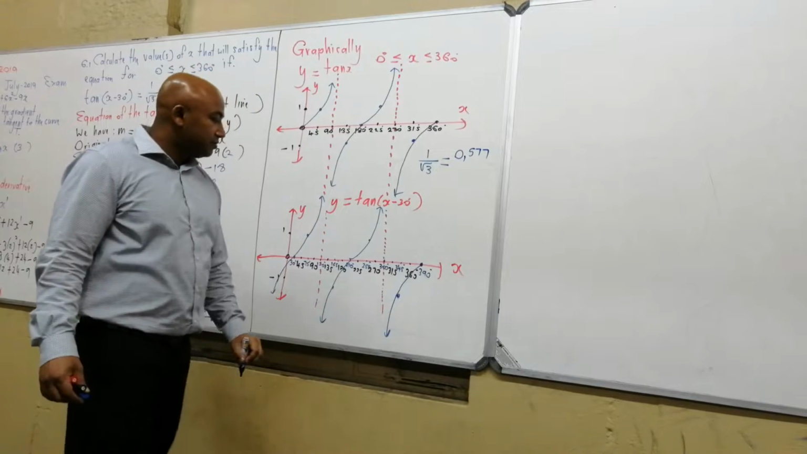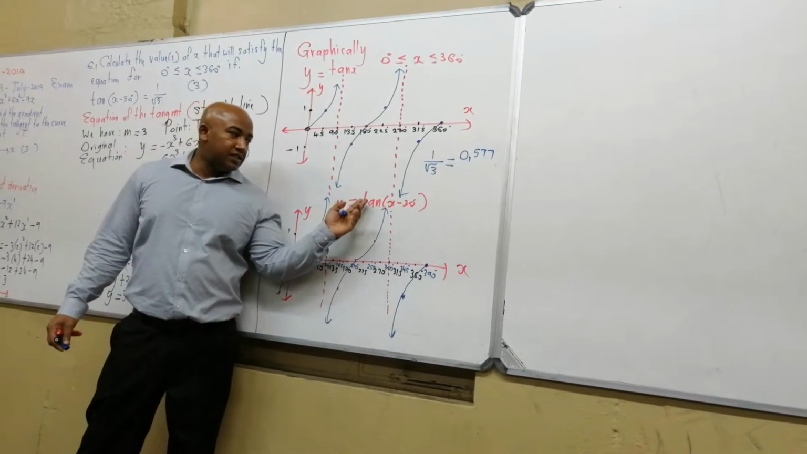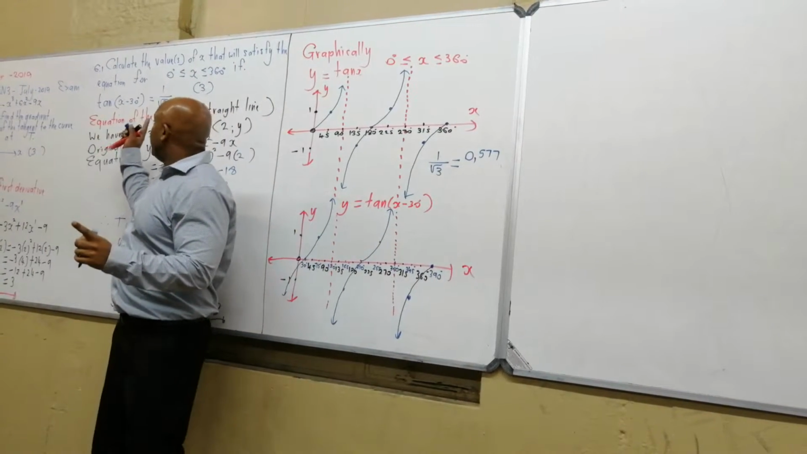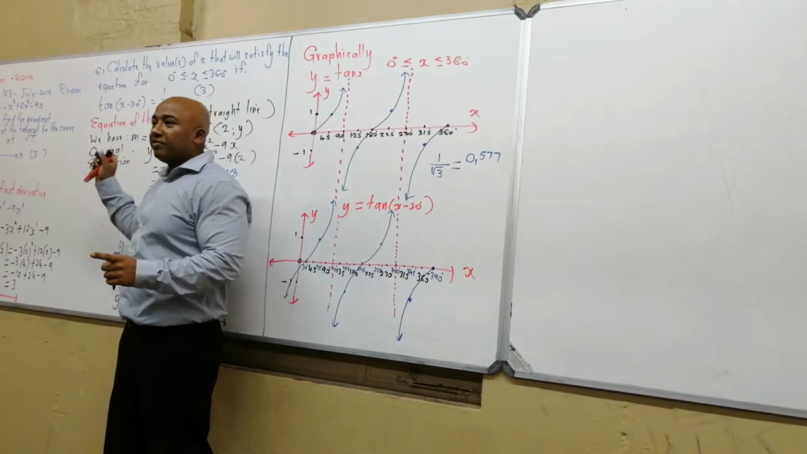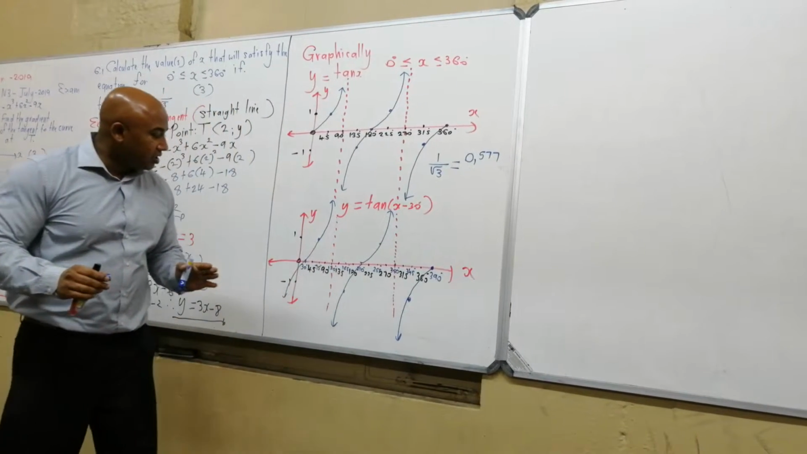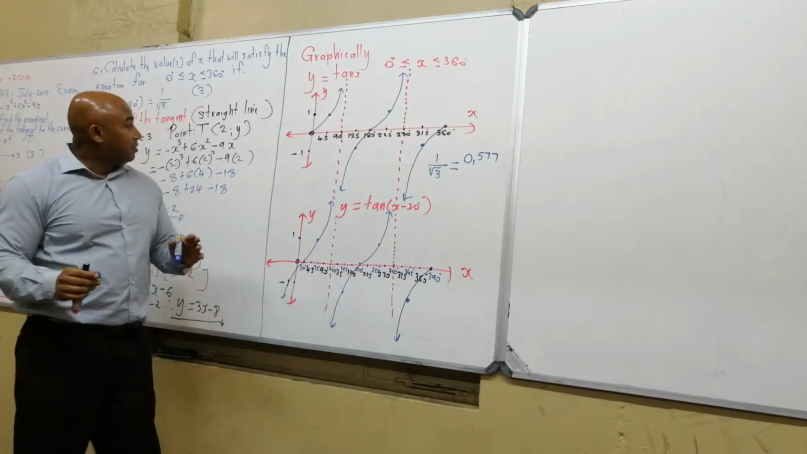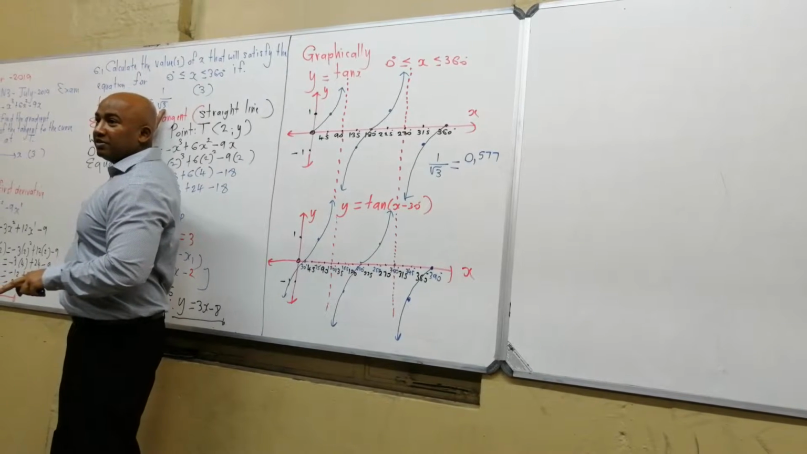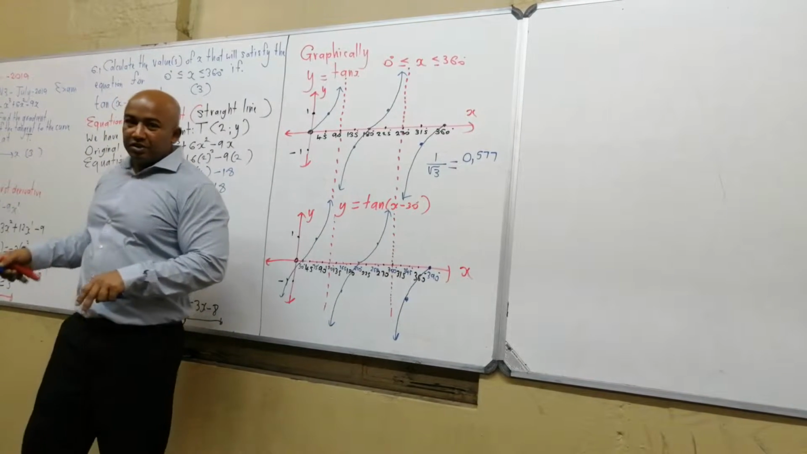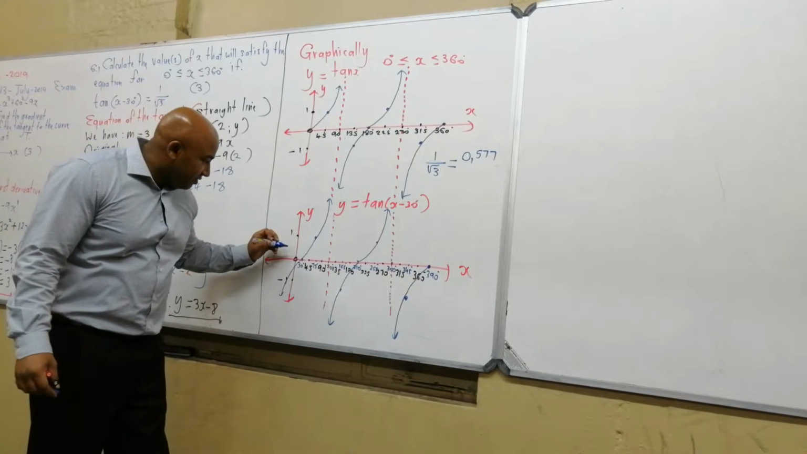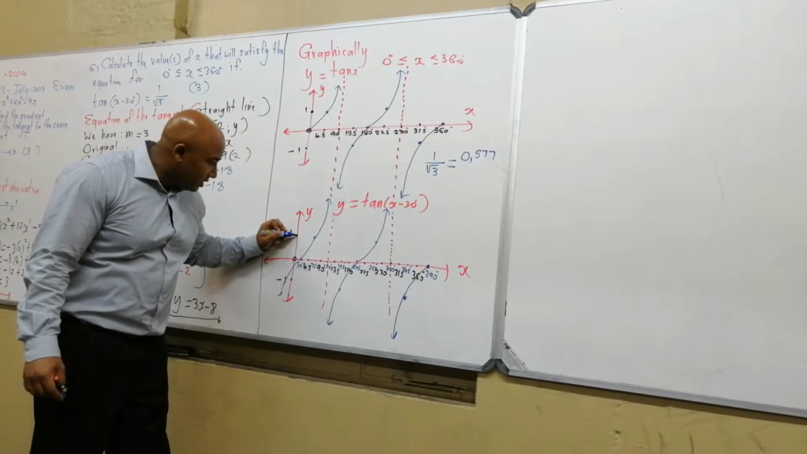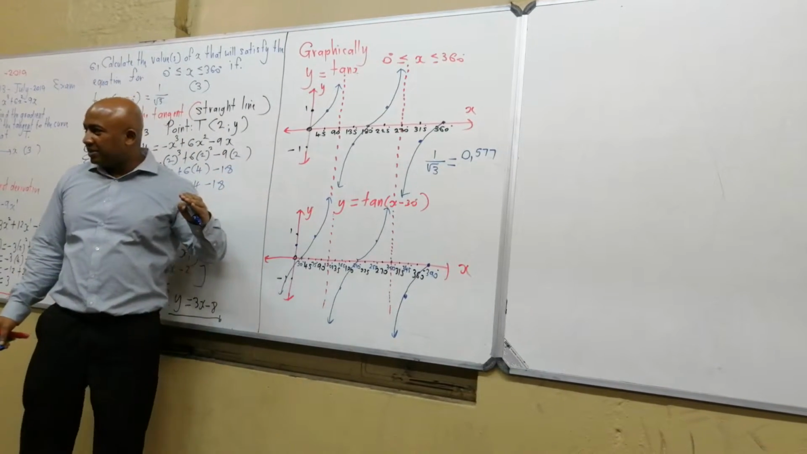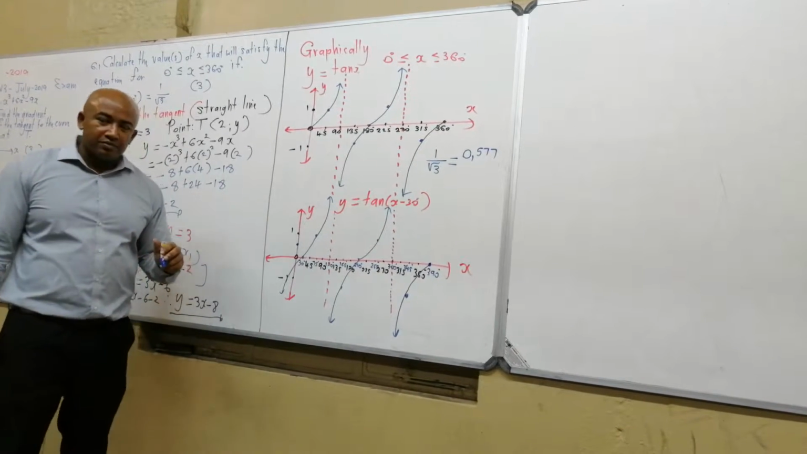Okay, now, where is tan of x minus 30 equal to 1 over root 3? In other words, where is this graph equal to 0,577? So now let's look for 0,577. That means the y value now is replaced with 0,577. Understand what I'm saying? So where is 0,577? If this is 0 and this is 1, maybe 0,577 is just above halfway. Can you see that?